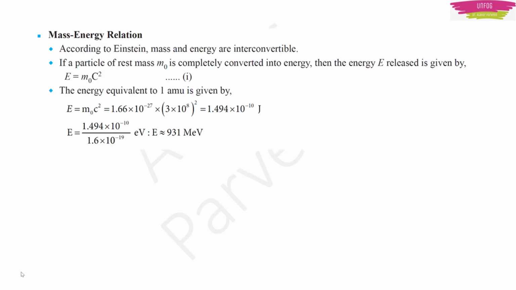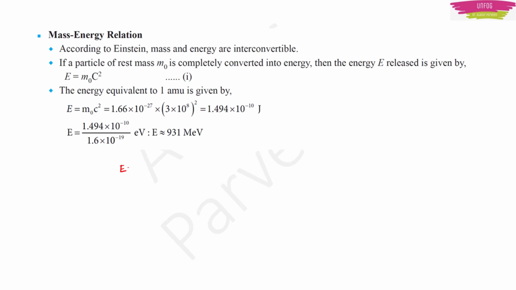Now to conclude this mass energy relation, we said that mass and energy are interconvertible and that E is equal to m naught c square, where m naught is the rest mass of the particle. If you want to substitute all the values here, what will be the value of the energy? That I will tell you.